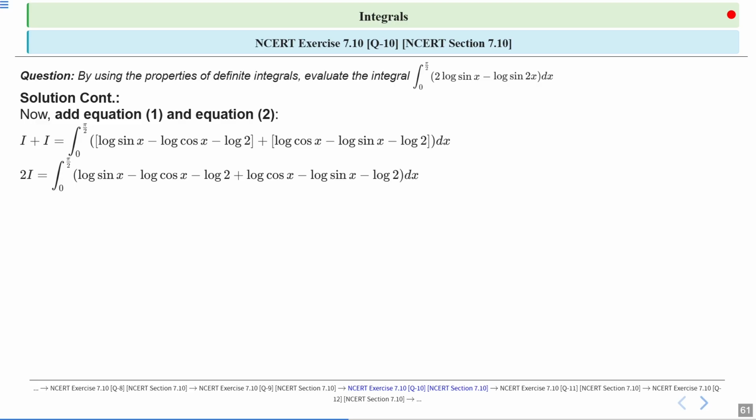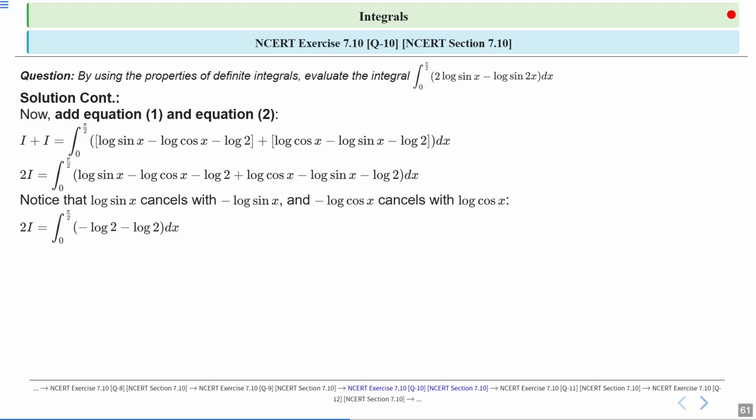We can clearly observe here that there is a term log sin x and one term with negative log sin x. Then log cos x with positive and also with negative. And then two terms with minus log 2. So log sin x cancels with minus log sin x and minus log cos x cancels with log cos x. So 2I is equal to the integral from 0 to pi by 2 of minus log 2 minus log 2 dx. So it becomes the integral from 0 to pi by 2 of minus 2 log 2 dx.